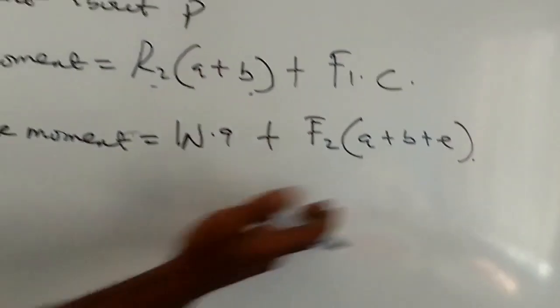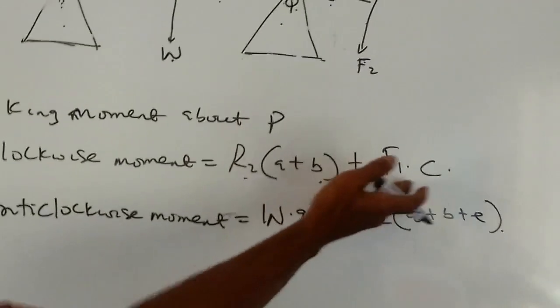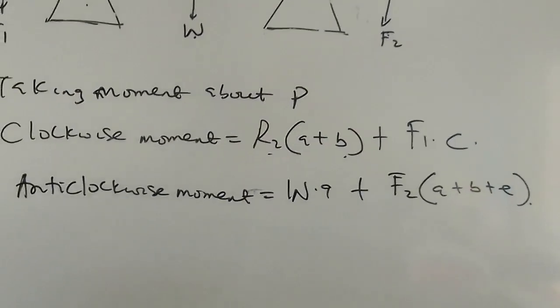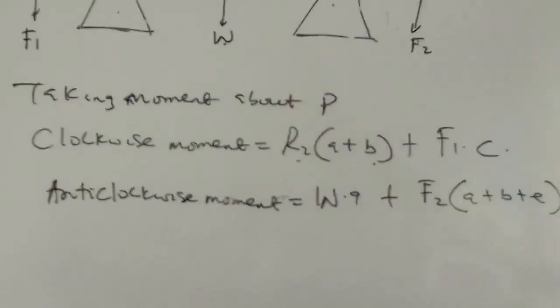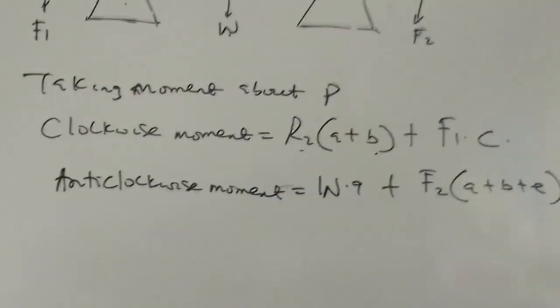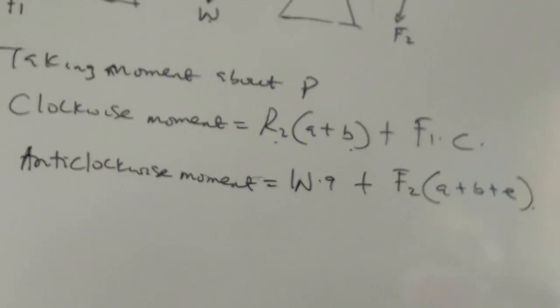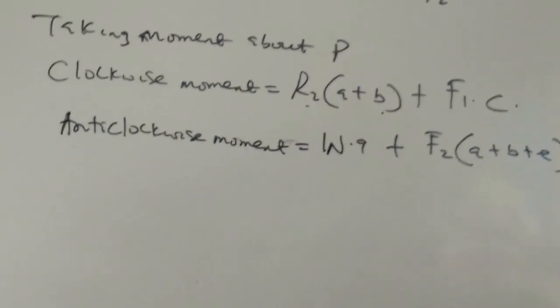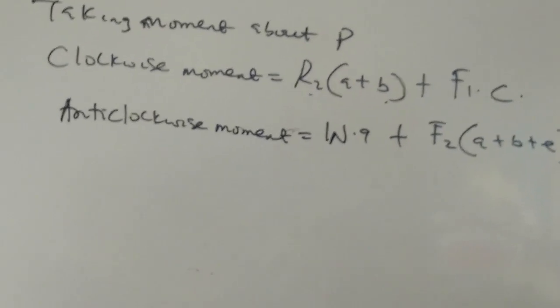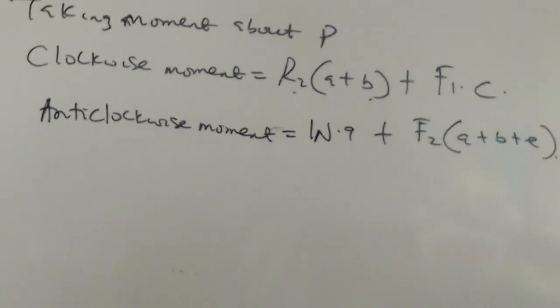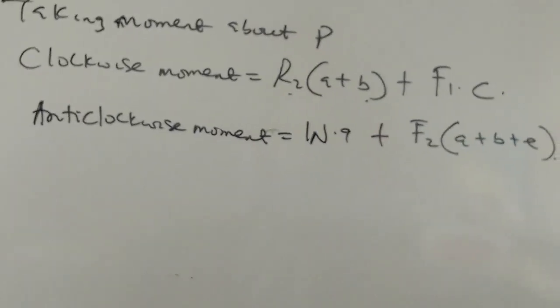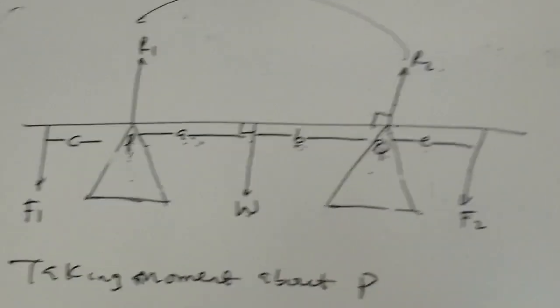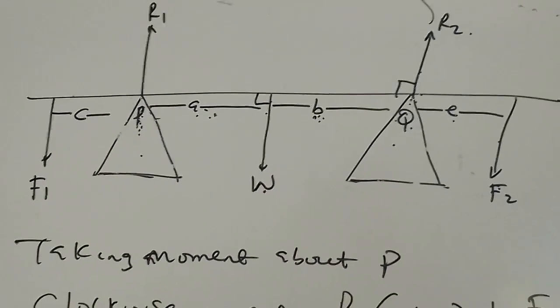So this is anti-clockwise, while this is clockwise. And now equate the two of them and find the reaction R2. Afterwards, we can now look for R1. So this is how you solve problems on a double pivot system. So stay connected. We are going over to problems and live problems on moment, and then ones involving a single pivot and the one involving a double pivot system.